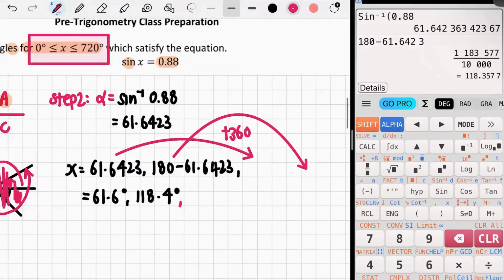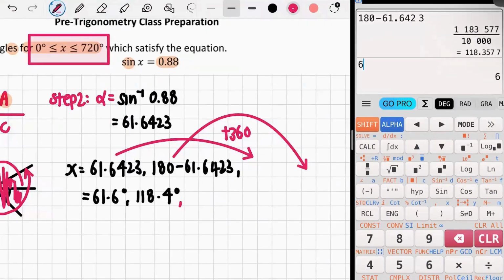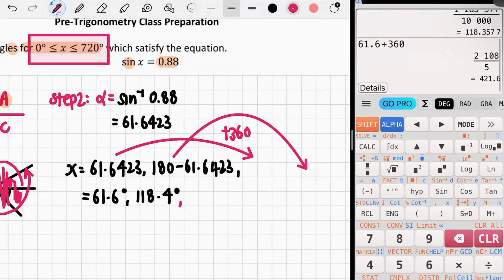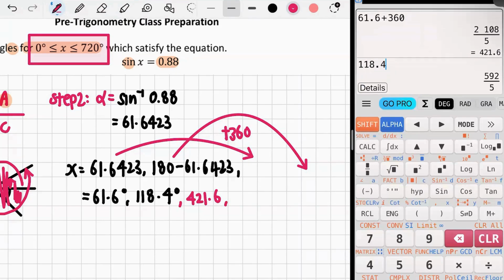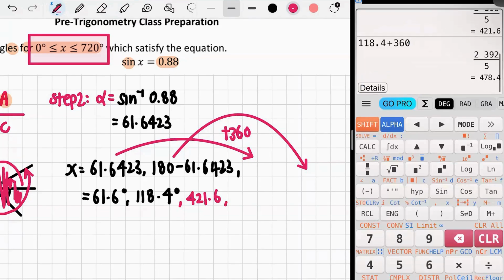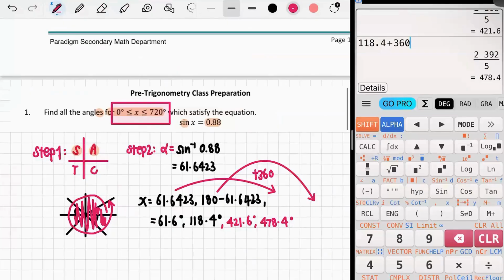So when I add 360, 61.6 plus 360 is 421.6. The other one, 118.4 plus 360, this one here will be 478.4. Okay, if they're asking for even bigger and you go one more round, then you add another 360 from here.